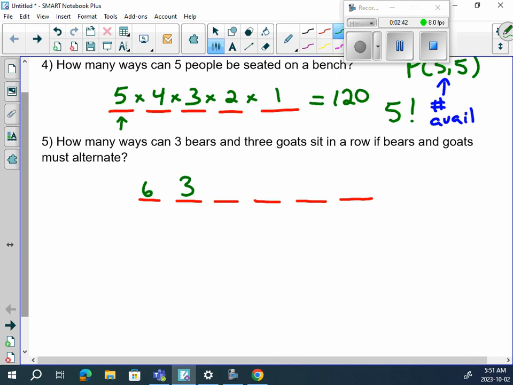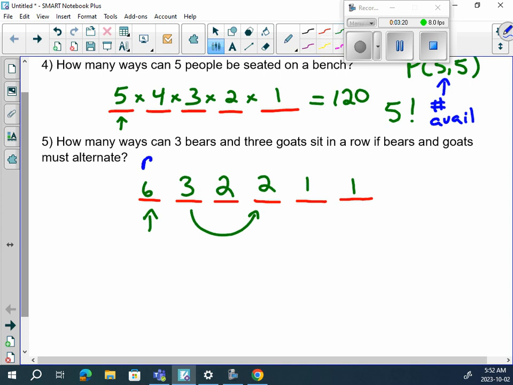So if a bear is chosen, there are 3 goats to choose from next. If a goat is chosen for the first position, there are 3 bears left for the next. Now we have a bear and a goat in some order. There are going to be 2 of this guy left over for the next position. Same sort of thing moving forward. One of the goats has been sat here, bear here, or vice versa. The third animal has been sat. Now I have to pick 1 of the 2 remaining other animals for that position. And then there's basically 1 left over, 1 left over.